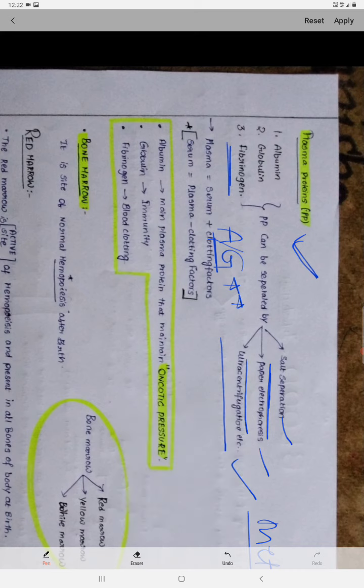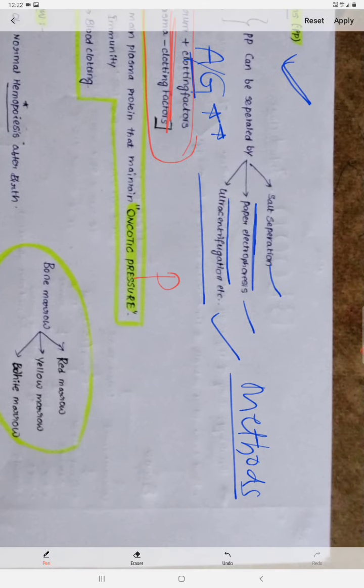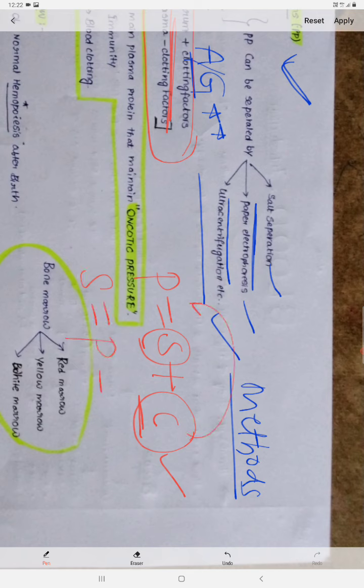Now you can see here, plasma is equal to serum plus clotting factors. Normally plasma consists of the serum, which is the liquid component, and clotting factors. Clotting factors are also present in the plasma along with the plasma proteins. So what is meant by serum? Serum is plasma minus the clotting factors. So plasma without the clotting factors is called serum.